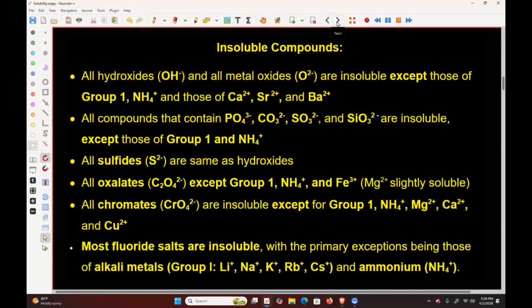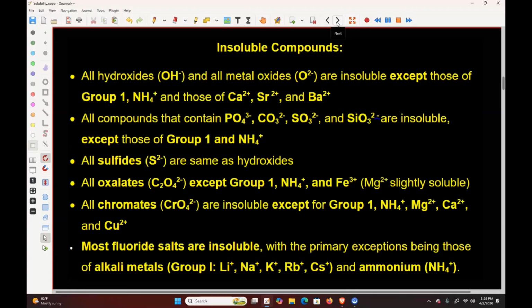A list of the insoluble compounds. All hydroxides and all metal oxides are insoluble except for those of group 1, ammonium, and calcium, strontium, and barium. That's the bottom of group 2. All compounds that contain phosphate, carbonate, sulfite, and silicate are insoluble except for those of group 1 and ammonium. The rule for sulfides is the same as for oxides and hydroxides.